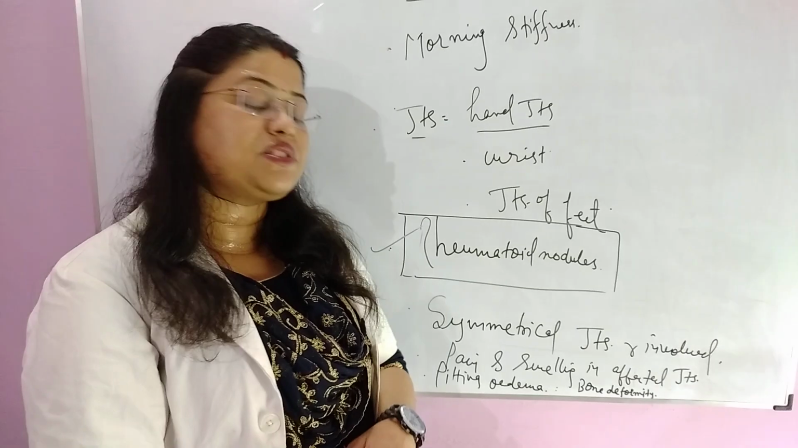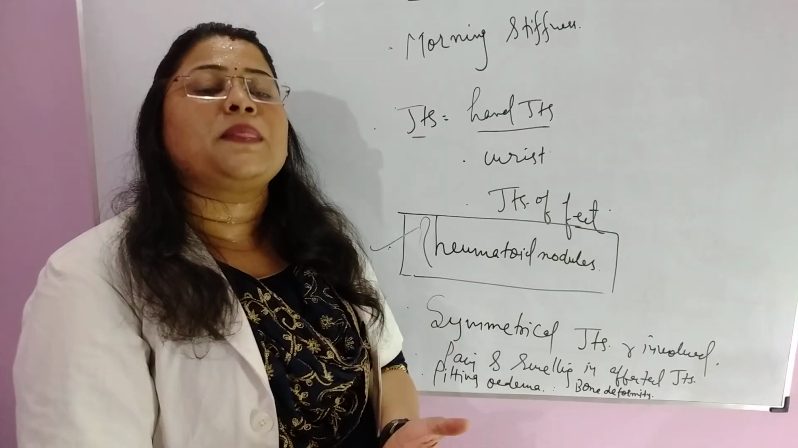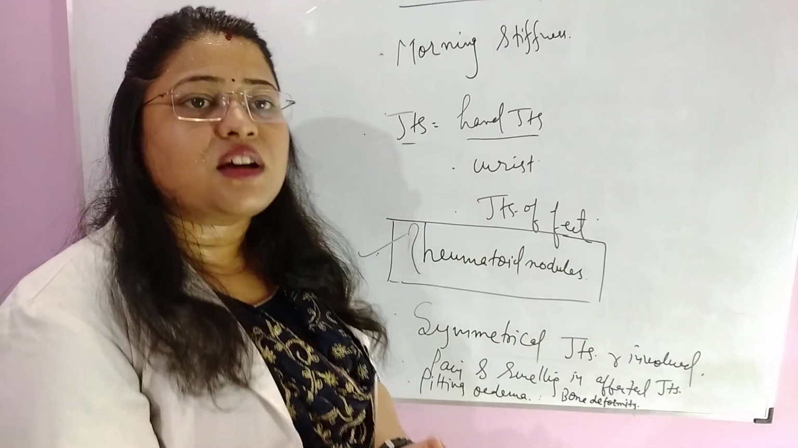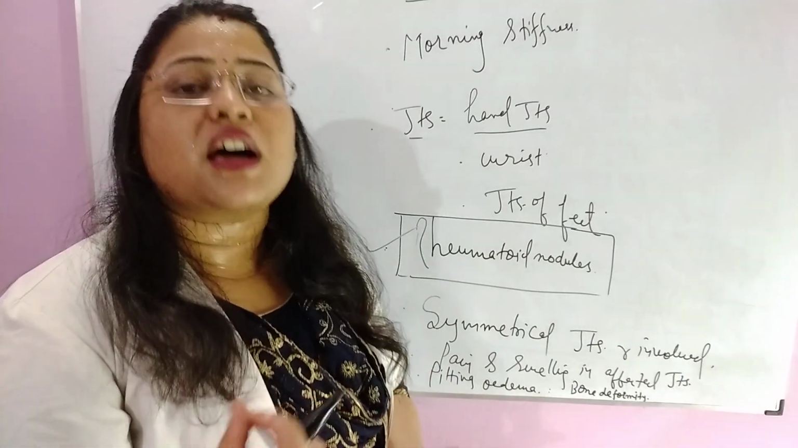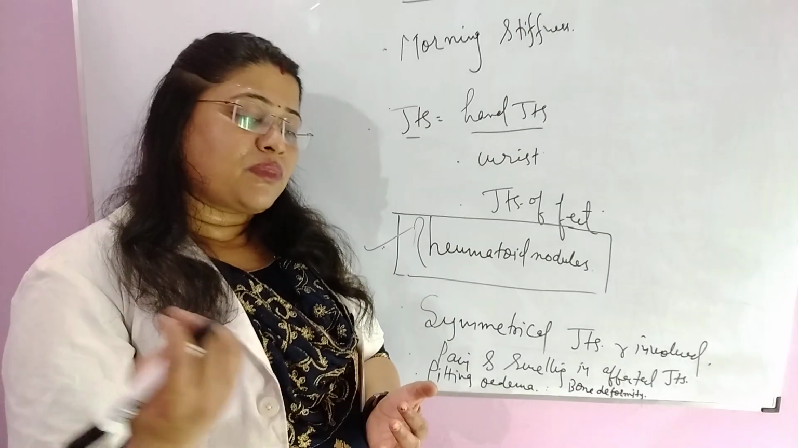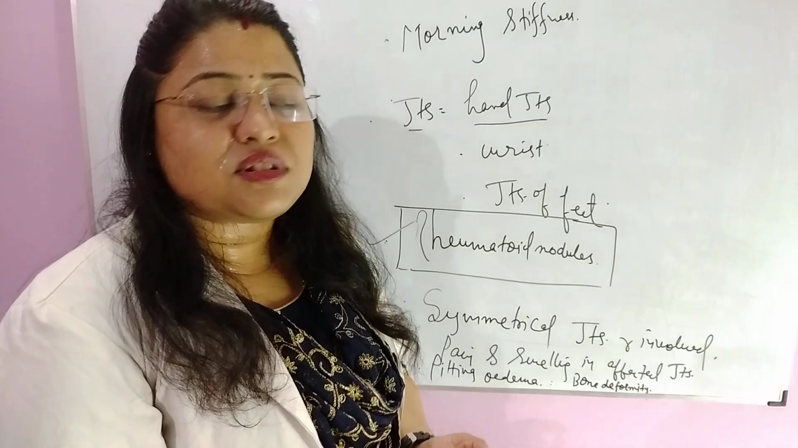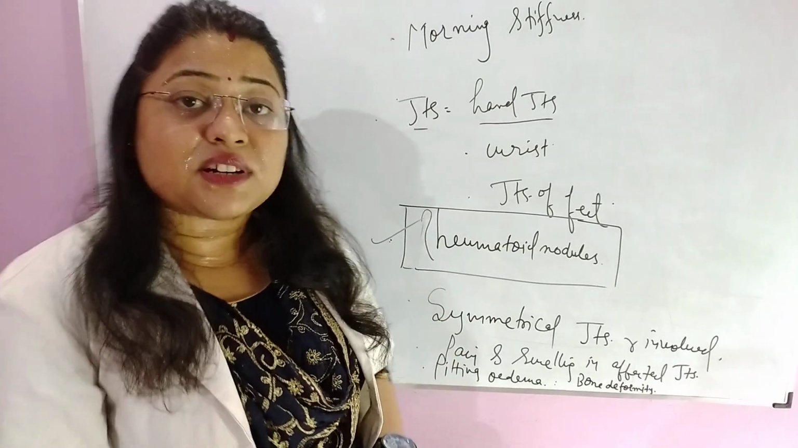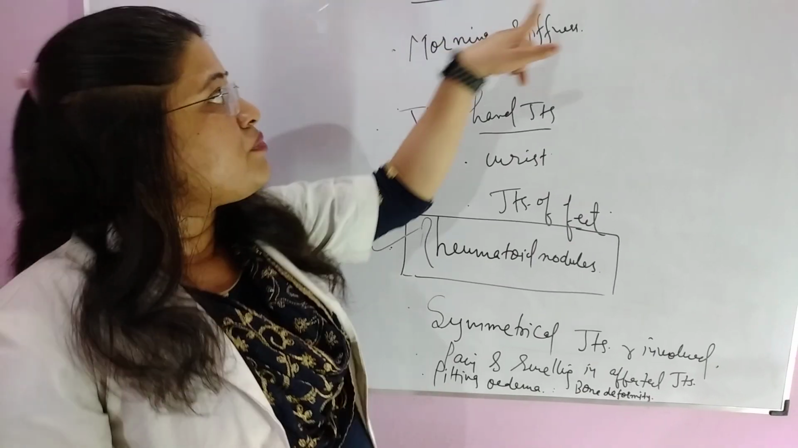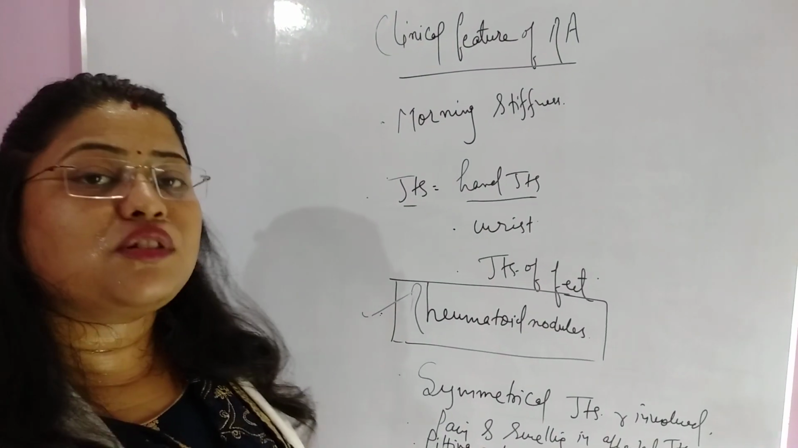But some symptoms which run along with this disease course are: number 1, osteoporosis, and number 2 is muscle wasting, which is also known as sarcopenia. Third is anorexia. Fourth one is loss of weight. So these are the symptoms which run along with the disease course, but characteristic clinical features of rheumatoid arthritis are as follows.